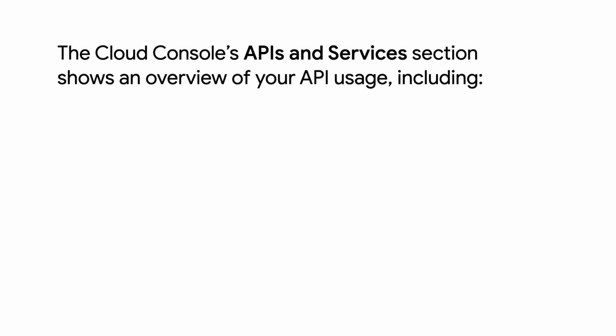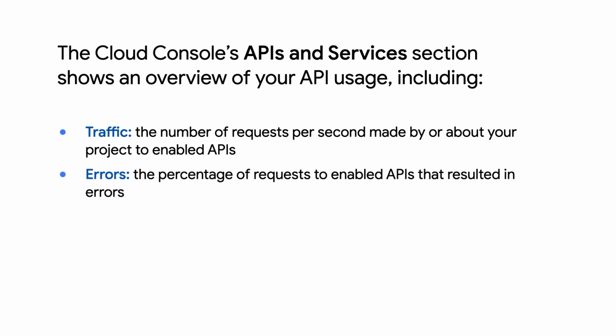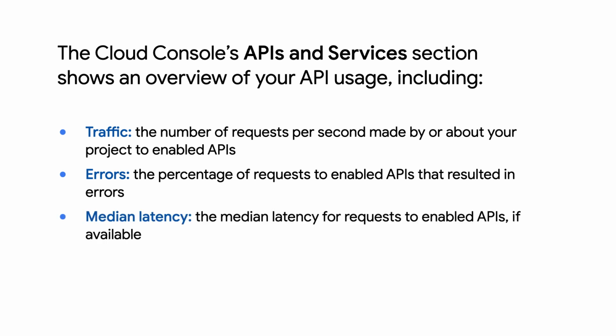You can find all of the APIs you currently have enabled in your project, as well as an overview chart for the following metrics: requests, the number of requests per second made by or about the project to enabled APIs; errors, the percentage of requests to enabled APIs that result in errors; and median latency, the median latency for requests to enabled APIs, if available.